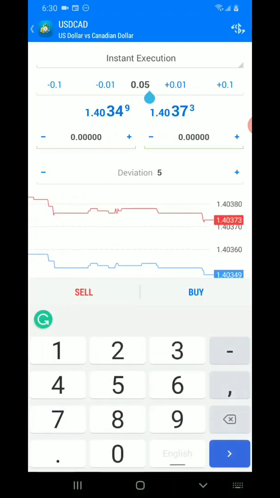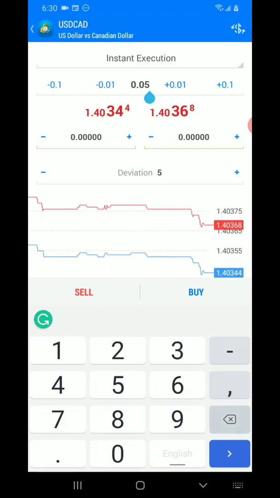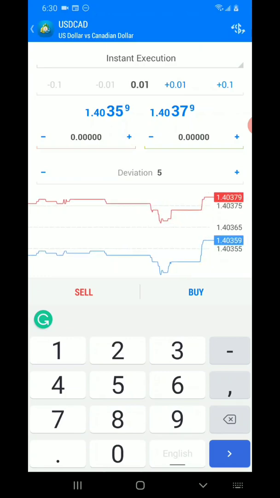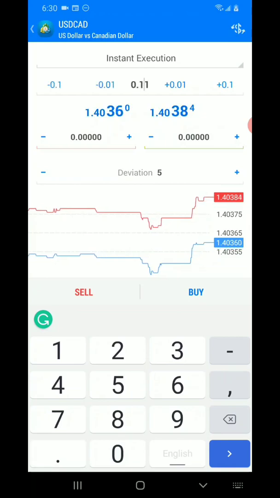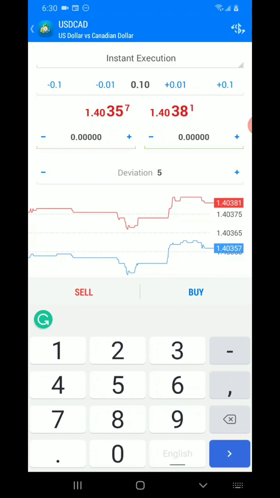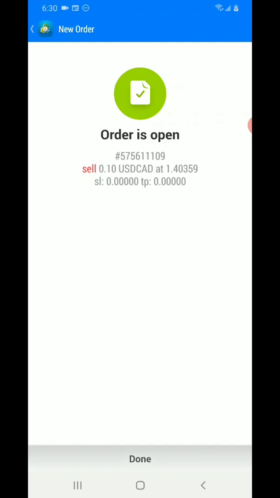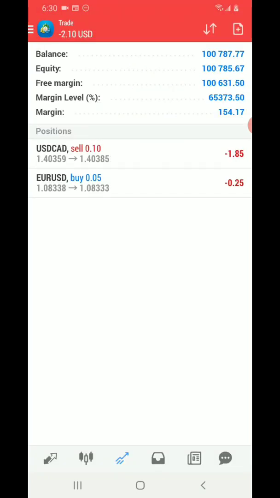We adjust the trading volume here. Let's say now I want to trade with $10,000. What I need to do is put 0.10. So 0.1 multiplied by the standard trading volume, which is 100,000, is equal to $10,000. And we click on sell. And here we go, we have two transactions.